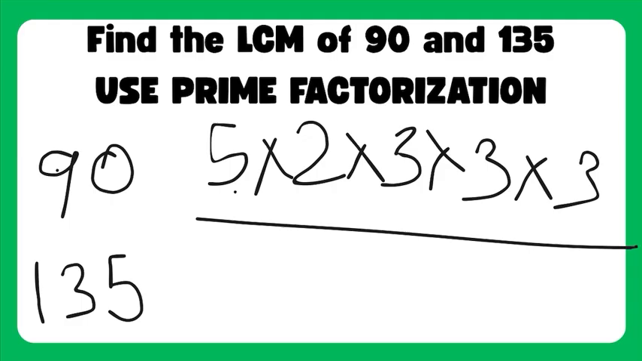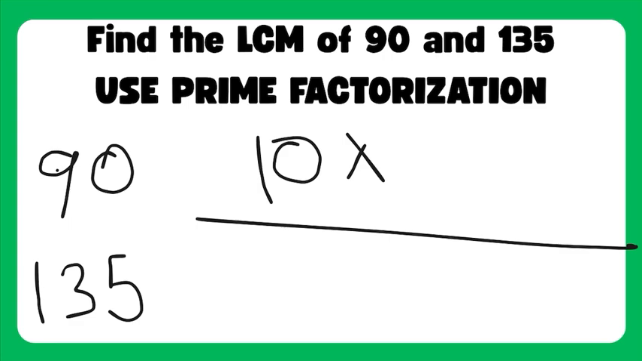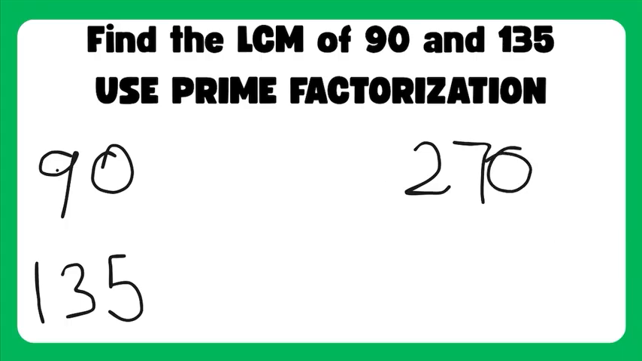So now we will solve this. 5 times 2 is just 10. We know that 3 times 3 times 3 is 27, and 10 times 27 is just adding a 0 to 27, so 270. And this is our answer.